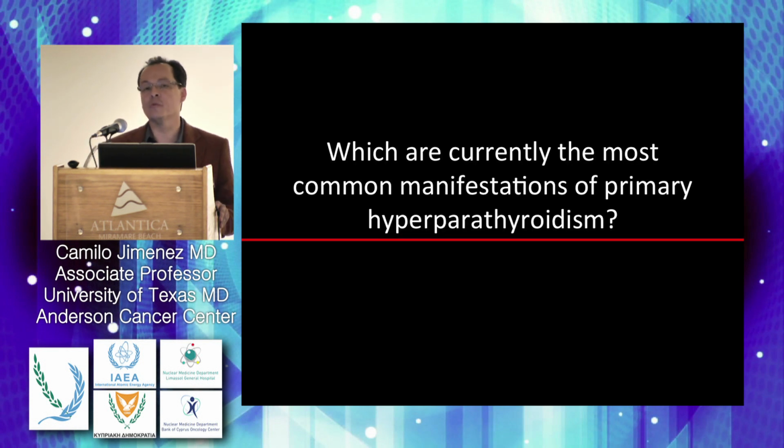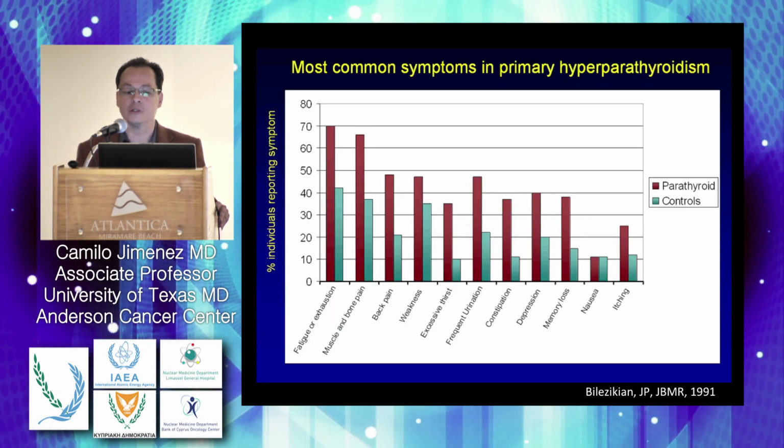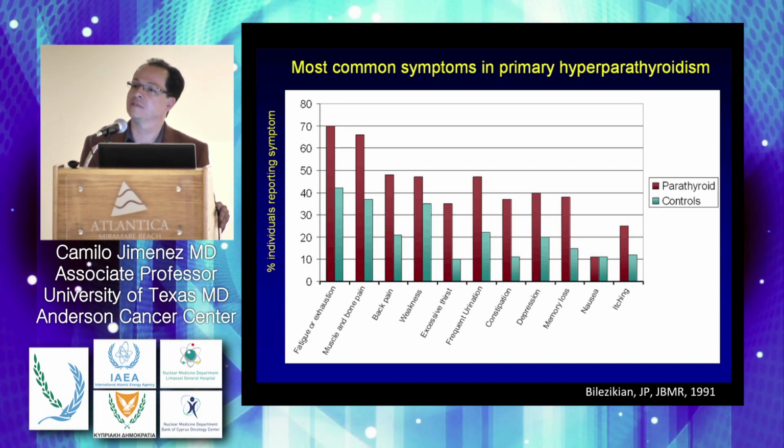Which are currently the most common manifestations of primary hyperparathyroidism when these patients have symptoms? When they have symptoms, the manifestations are rather constitutional than specific, and they are presented here. They include, for instance, fatigue or exhaustion, muscle, joint, and bone pain, back pain, weakness, polydipsia and polyuria, constipation, depression, memory loss, and itching. They are the most common ones in clinical practice. And when the patients go to see the primary care provider, many times they describe them, but the primary care provider is not able to say exactly what is happening because they are not as specific as they used to be before.